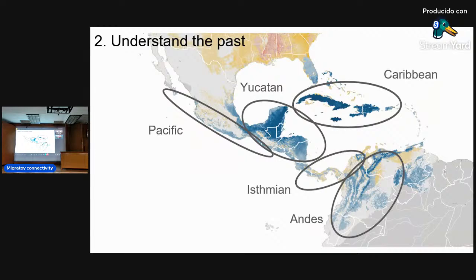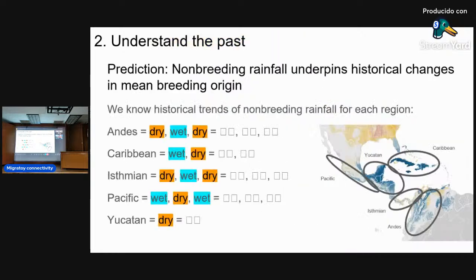And this is where the migratory connectivity information comes in. Luckily, from our first chapter, we know that the main non-breeding regions for redstarts are these regions that are circled here. So the Caribbean or the Greater Antilles, the greater Yucatan area, the Pacific slope of Mexico and Guatemala, the Isthmian region of Costa Rica and Panama, and then the Andean mountains of Venezuela, Colombia, Ecuador, and Peru. And so all I had to do was I had to group all of my feather samples into these geographic regions. And then furthermore, I grouped them by specific time bins to look at changes in the mean breeding origin through time.